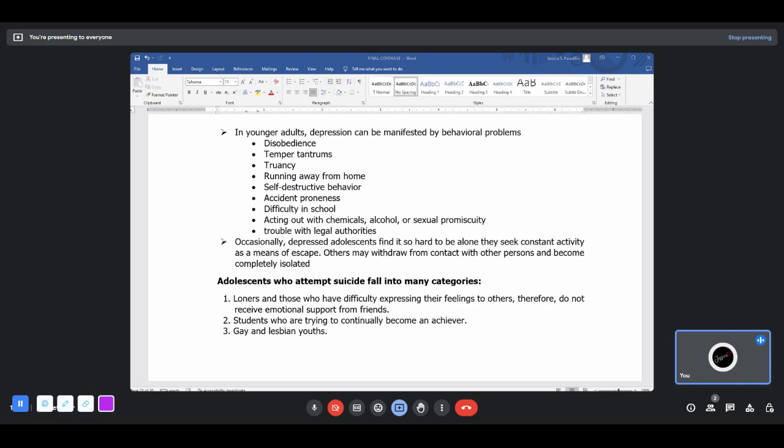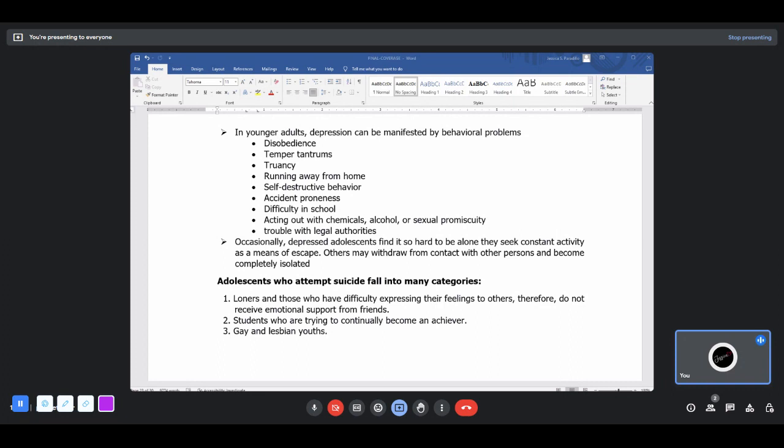Okay? In younger adults, okay, depression can be manifested by behavior problems. We have the disobedience, temper tantrums. This is very unpleasant or disruptive behaviors and also emotional outbursts. Okay? Truancy, absenteeism yan. Running away from home, self-destructive behavior. Okay, naglalaslas ka na. Another one, accident proneness, difficulty in school. Ano pa? Acting out with the chemicals, alcohol, or sexual promiscuity. Ito yung madaming many sexual partners. And also trouble with legal authorities. So, yan yung mga manifestation, behavioral problems for depression.